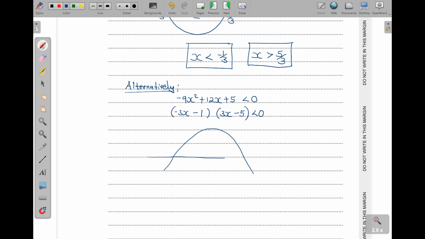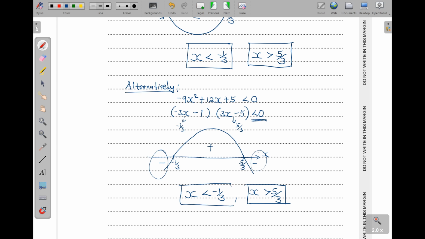And since that is an n-shaped curve, we are still having our values here, negative a third, and then here 5 over 3. So I can put negative a third and then 5 over 3. Now this is minus, and this is plus because it is above the x-axis. And we need a region below x-axis. So that means our x is going to be here and then here. x is less than negative a third, and also x is greater than 5 over 3, just like the one we got up there.